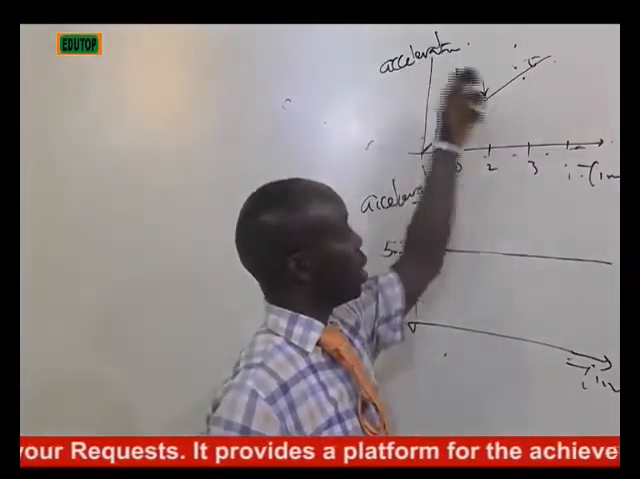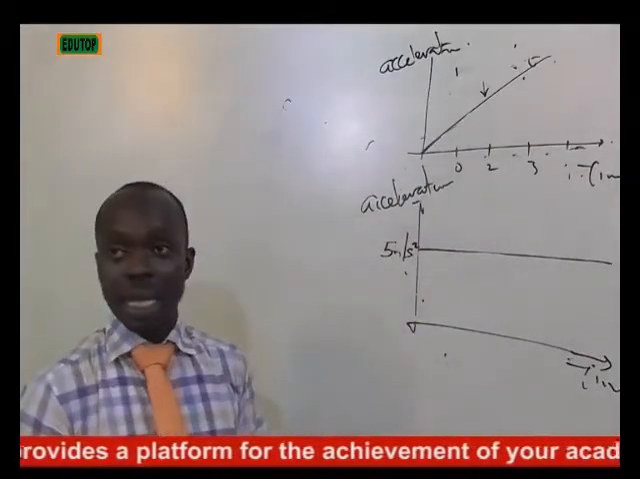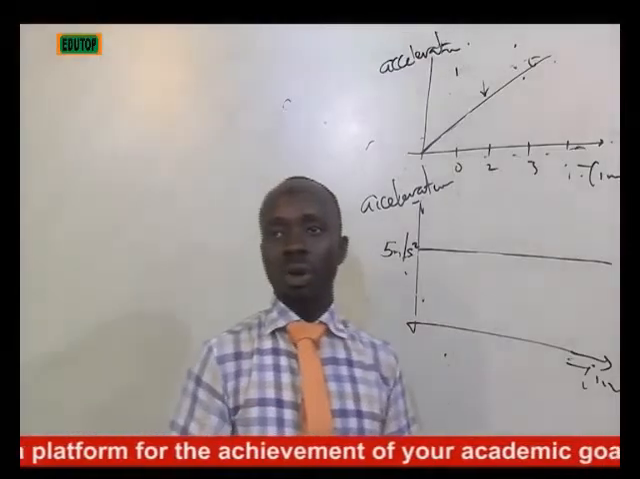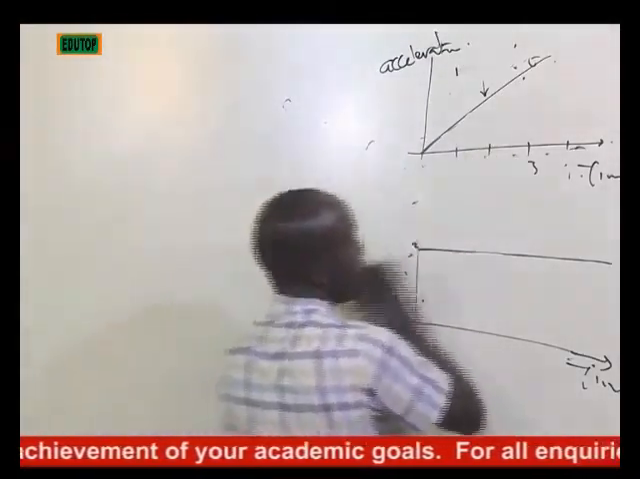So you should be able to read your graph wherever you find yourself, irrespective of whatever physical parameters are being labeled. Now let's move on. How do you now predict your graph? How do you read your graph?